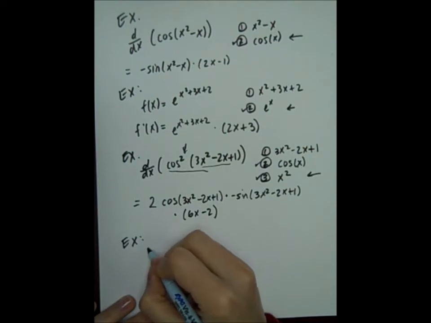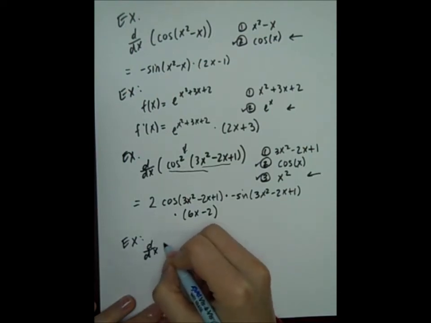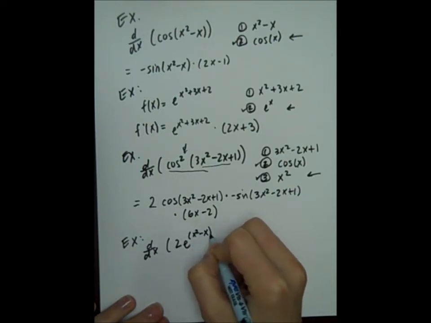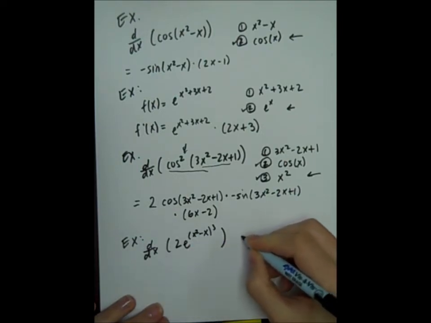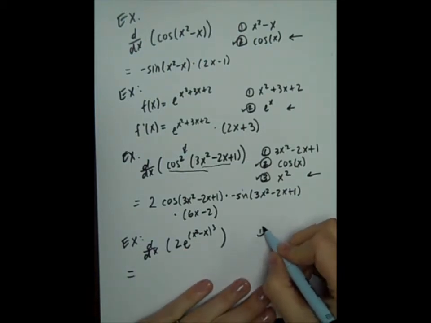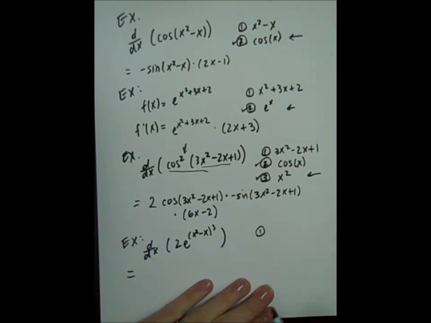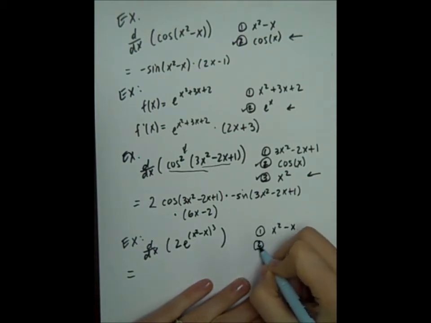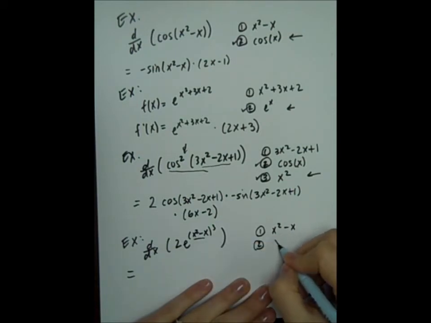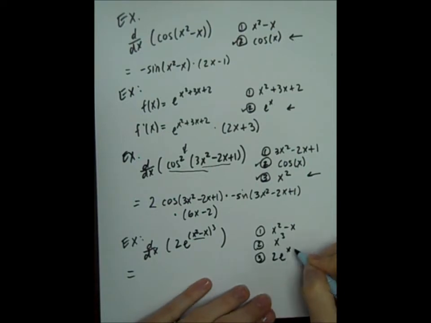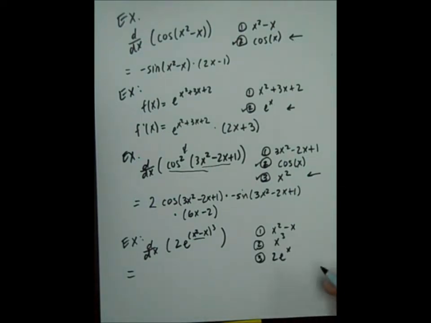Okay, how about the derivative of 2e to the x squared minus x to the third? I want to find the derivative of this function. So again, I'm going to write out my steps. If I was plugging in a number, what's the first thing you would do? You would calculate x squared minus x. So that would be this piece. Then you would cube that number. Then you would do 2e to that number. So I have 3 pieces here again.